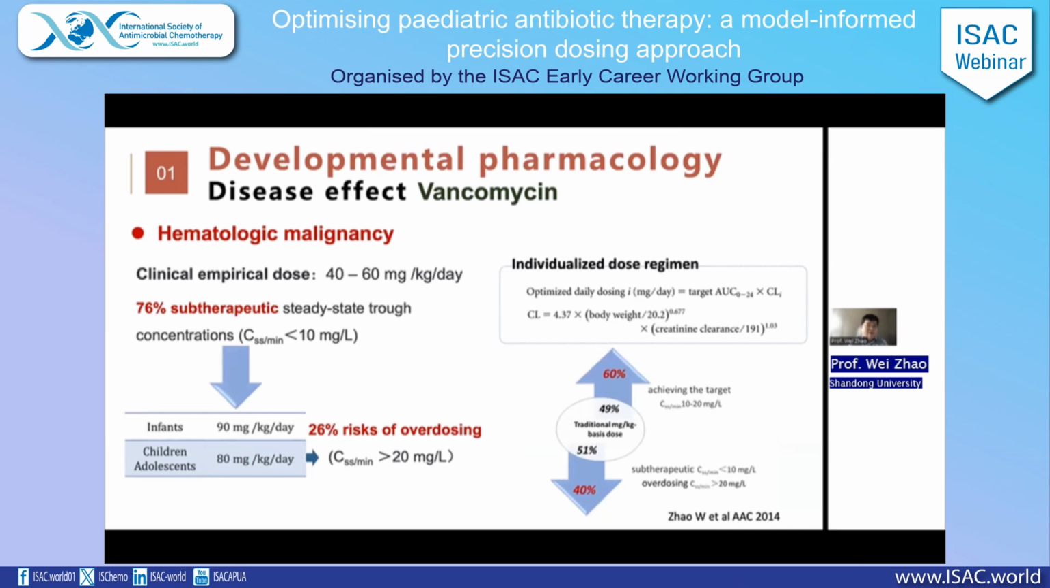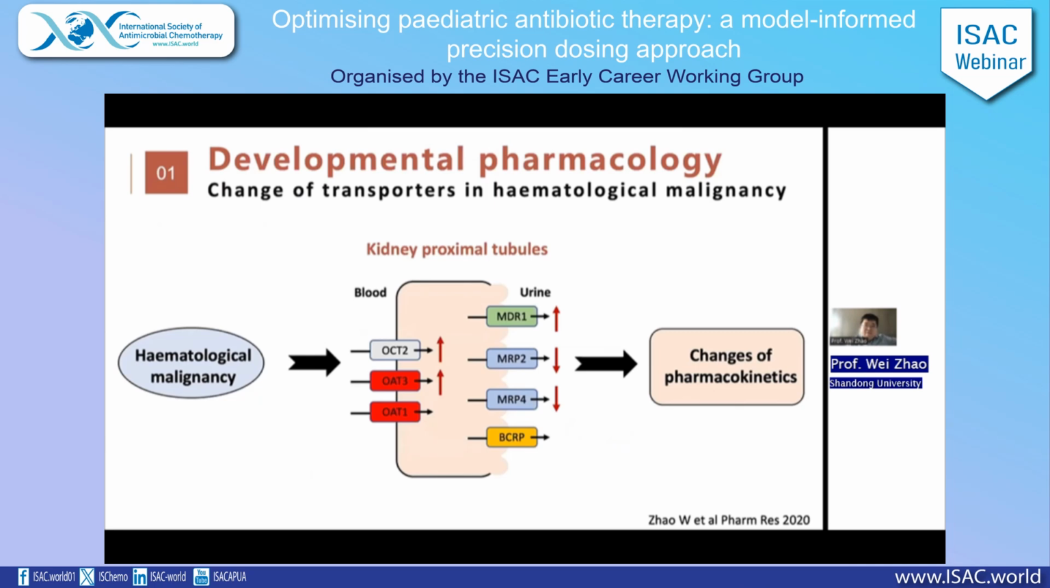And for vancomycin, with an empirical dose of 40 to 60 milligram per kilo per day, 76% received subtherapeutic trough concentrations in patients. So we have to increase to 80 milligram per kilo per day to decrease the risk of treatment failure. But we also use some model approach to increase the personal dose. I will show you the case later.